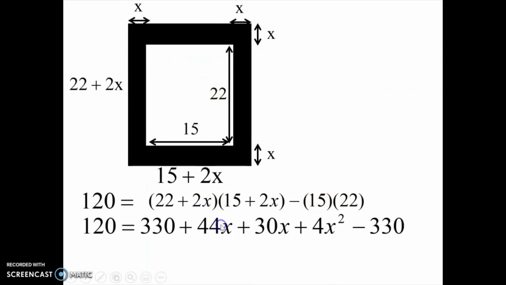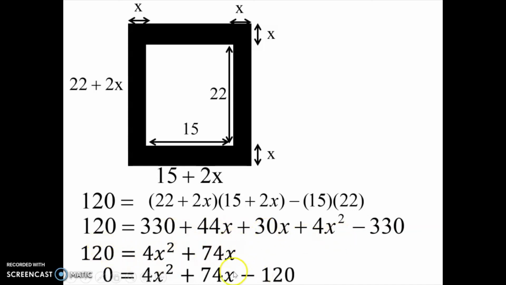All right, let's solve this equation. This multiplies to this. We have the minus 330 here from this part at the end. All right, let's get everything combined and 0 on one side, so these two can combine, and on and on. Here's 4x squared, here's 74x because of these two. There's a 120. These two 330s cancel. Now we can actually move the 120 over to this side and we have 0. So now if we can factor this, we can solve for x and we'll know how big our borders are here, and we can figure out how big the picture is and so on.